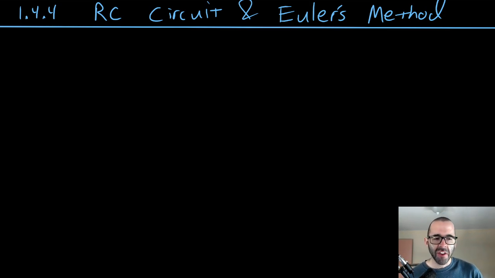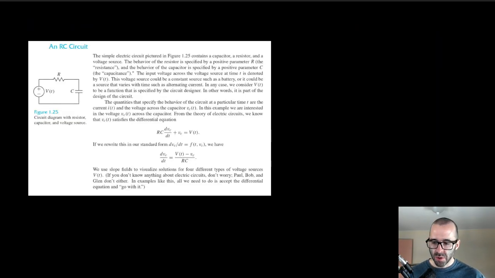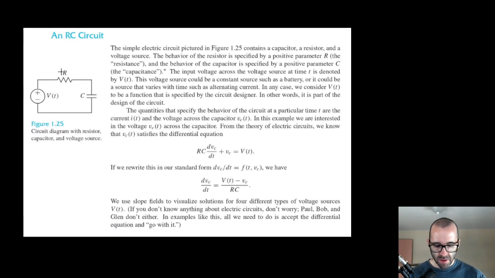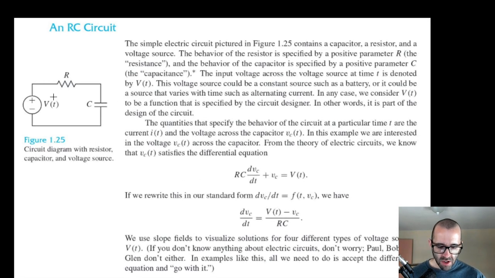This video gives us another opportunity to play around a little bit with Euler's method and connect it to something we saw in the previous section on slope fields, where we talked about RC circuits. So let's refresh everyone's memory. An RC circuit is going to have a voltage source, a resistor, and a capacitor. And we're going to be looking at the voltage across the capacitor. We're going to call that VC of t.